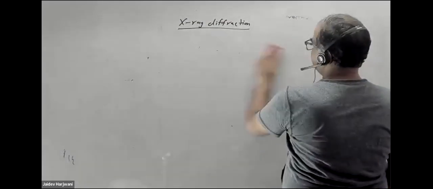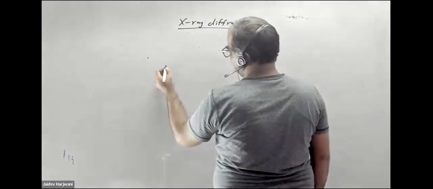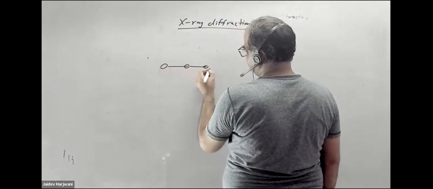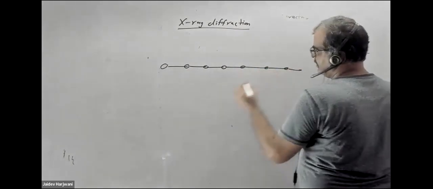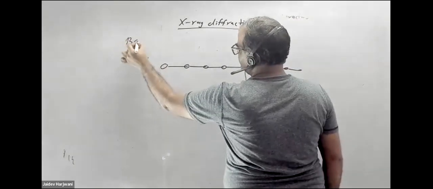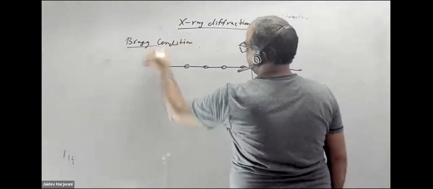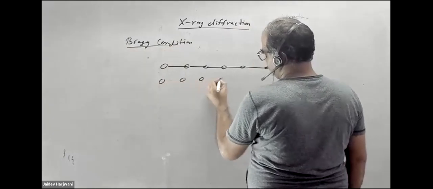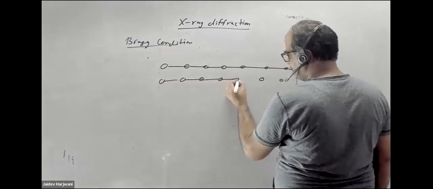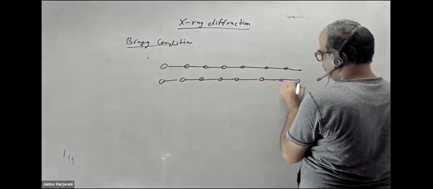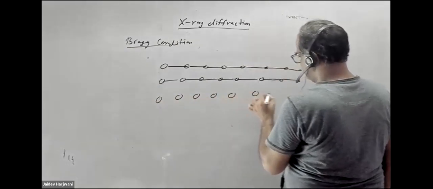Now I was discussing this X-ray diffraction. Okay, so in X-ray diffraction, what happens? You have a lattice, which is an aggregate of planes. So I am deriving this Bragg condition. I have planes of atoms because a crystal is made of an aggregate of planes. So I am representing these planes. Okay, so we have planes.